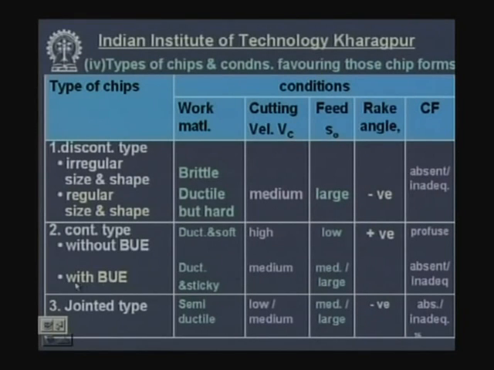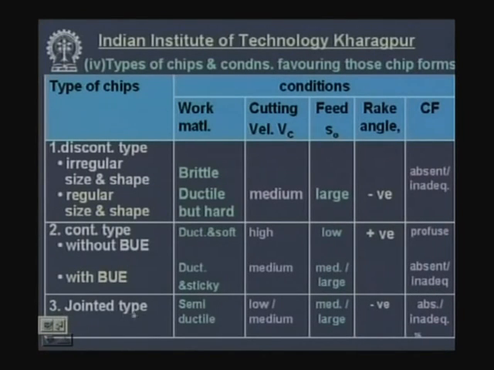With built up edge, which is undesirable, the work material will be ductile and sticky, like say mild steel or low carbon steel or say copper, and cutting velocity medium. If the cutting velocity is very low, then temperature becomes insufficient to cause built up edge. If the cutting velocity is very high, then built up edge will be squashed out, simply removed, and will not be able to develop. Built up edge develops only when the cutting velocity is medium, the temperature corresponding to which is favorable for welding. Now, feed medium or large, rake angle irrespective, and cutting fluid absent or inadequate.